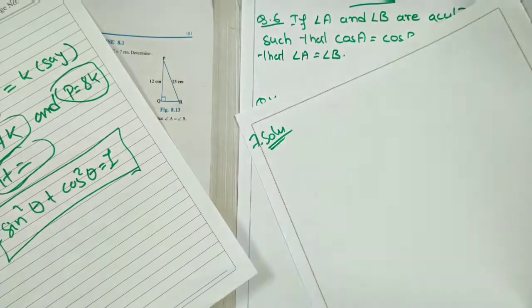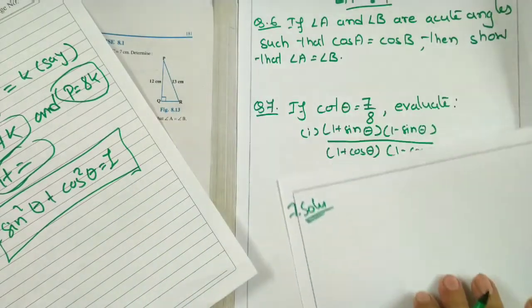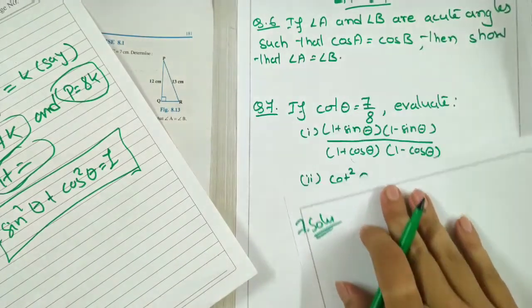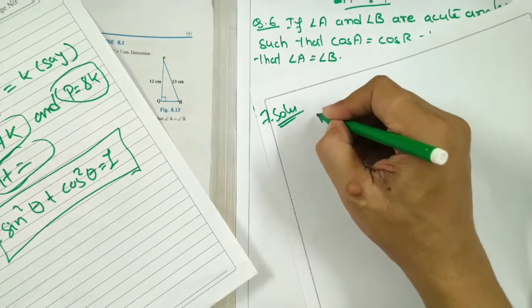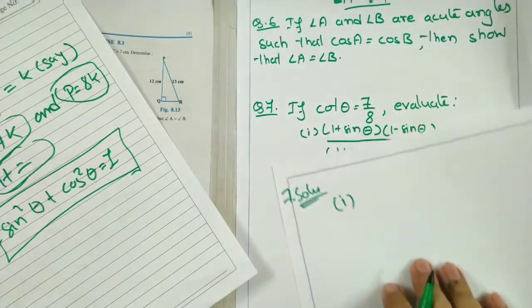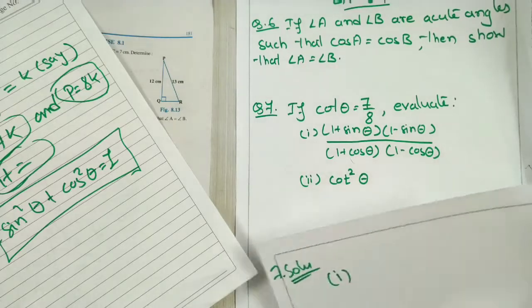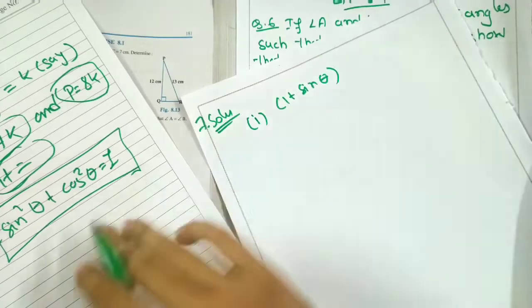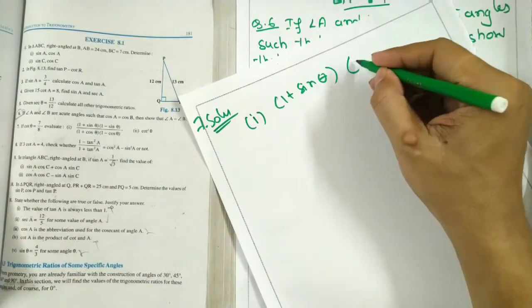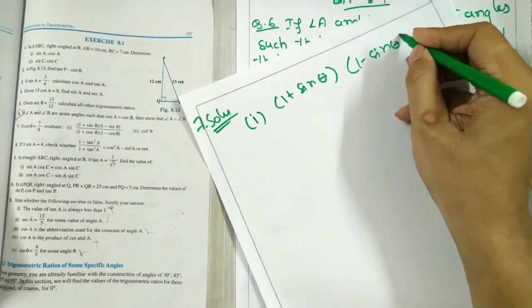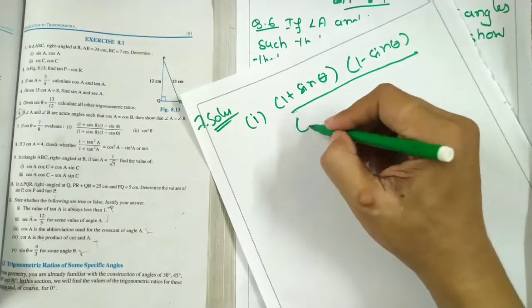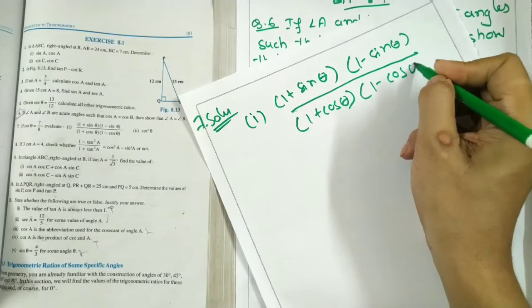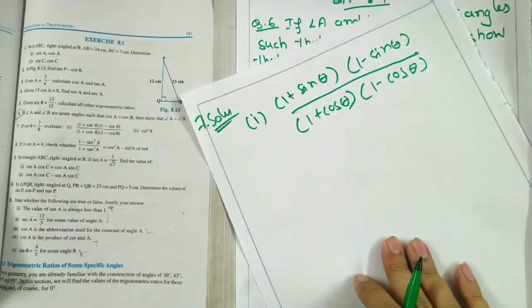Okay, so here first we are going to write what is given in Roman number 1 of question number 7. So here in Roman number 1, the question given is (1 plus sine theta) into (1 minus sine theta) divided by (1 plus cos theta) into (1 minus cos theta). This is what is given in Roman number 1.